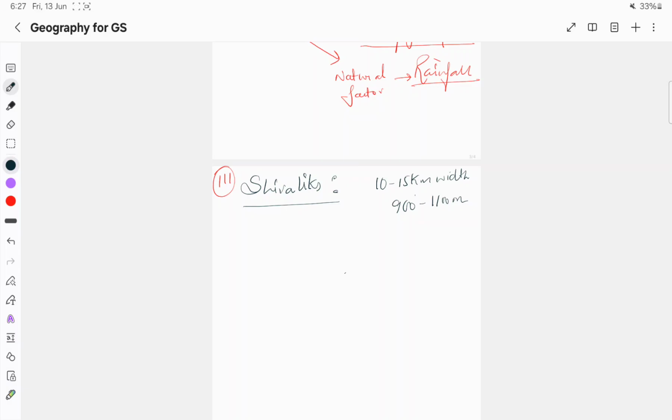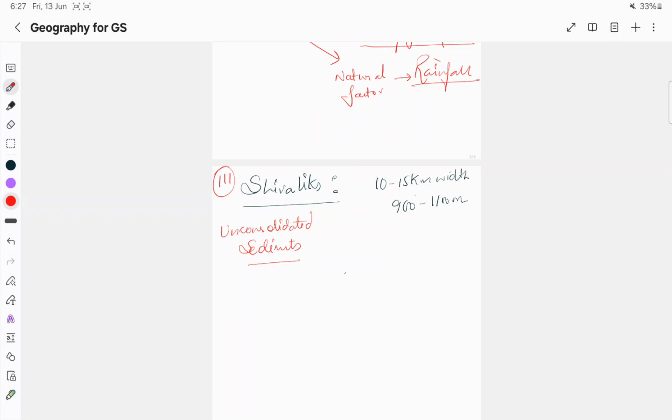Now we'll look into this. These are the most vulnerable Himalayan parts. We see unconsolidated sediments in these parts. What are unconsolidated sediments? Unconsolidated means they are not packed by some force, they are not attached by some force, right?